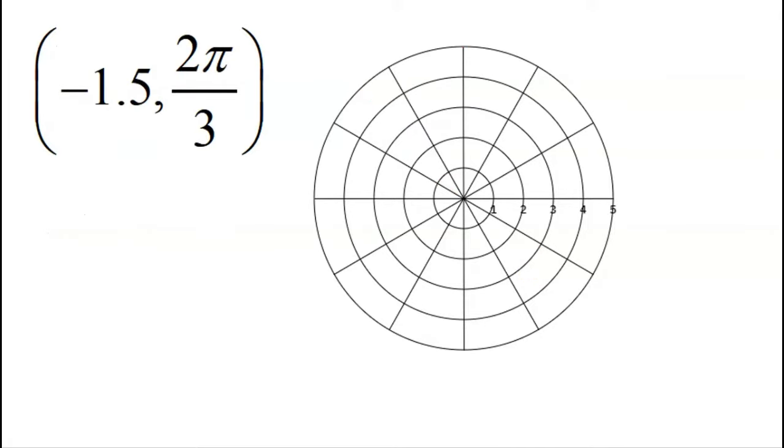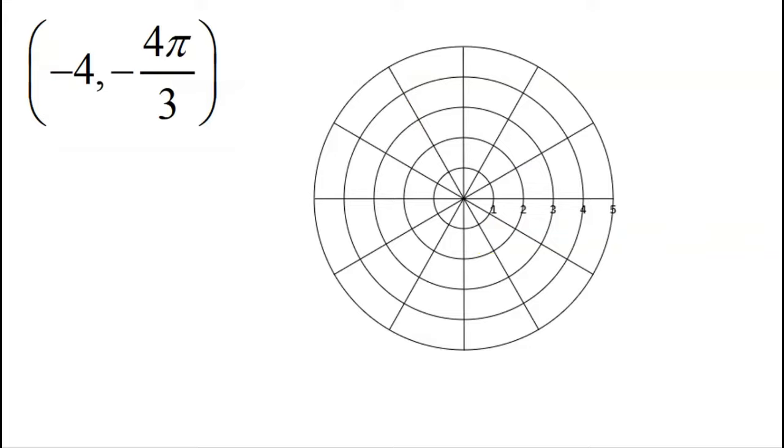All right, let's try another one with a negative r value. So first, I'm going to find the angle of 2 pi over 3. So here is 2 pi over 3. Right here's that angle measured in standard position. Negative 1.5. So again, positive 1.5 would be right about there. But because it's negative, it's going to get reflected right over to here. So here is the final coordinate for negative 1.5, 2 pi over 3. So again, just be super careful when you're working with negative r values.